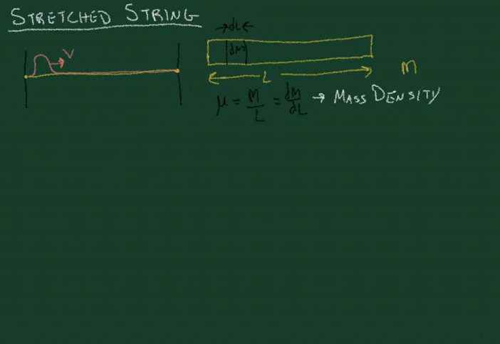Now, I won't go into deriving it, but the basic result is that the velocity of a wave on a stretched string is equal to the square root of the tension divided by the mass density. So this is how fast a wave will propagate. And we've calculated tensions for a lot of different systems before. This is nothing new to us. And now we're just dividing it by the mass density.